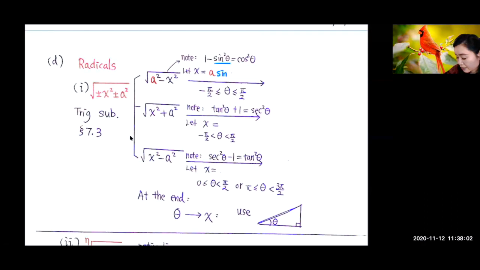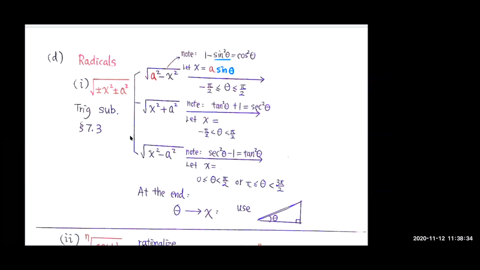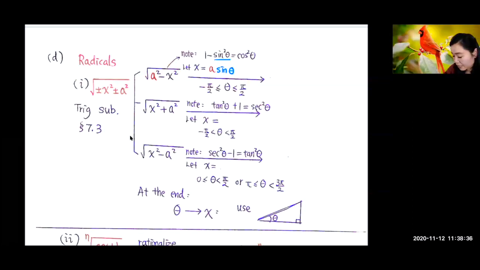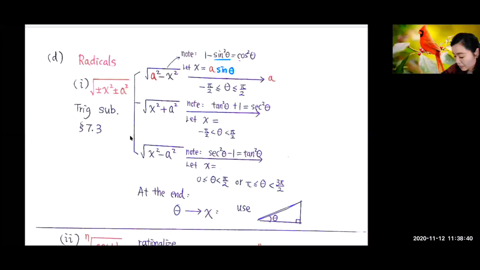Not sine x, sine theta. So a sine theta. And if you do the algebra, what does this part become? That is going to become a cosine theta, right? A cosine theta, right there.